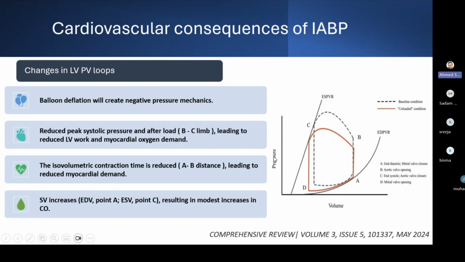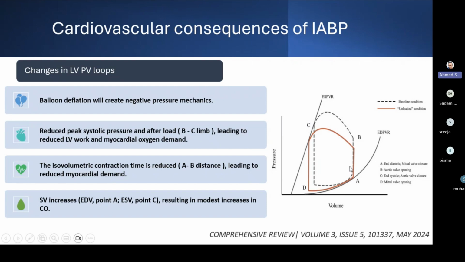So the workload that should be done by the heart will be less. So this will decrease the oxygen demand. And also, as you notice here, the peak systolic pressure after the run of the intra-aortic balloon has been decreased, and also the afterload has been decreased from this point to this point. So this is the resistance against the heart. So the heart will start the ejection of the blood because of the reduction of the afterload.